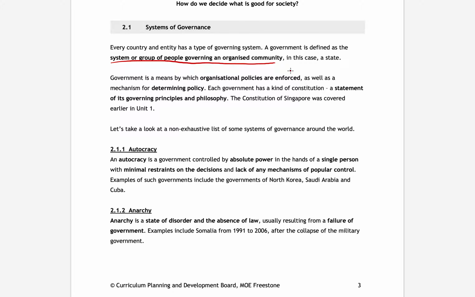All right. Now, first we have what is known as an autocracy. You might have heard this word when it came to what people describe as a dictatorship, right? It is essentially a government that has what we call absolute power. Absolute power means simply that the power is in the control of a certain minority group, like a small number of people, or even a single person in some cases, and there are minimal restraints on the decision making and popular control.